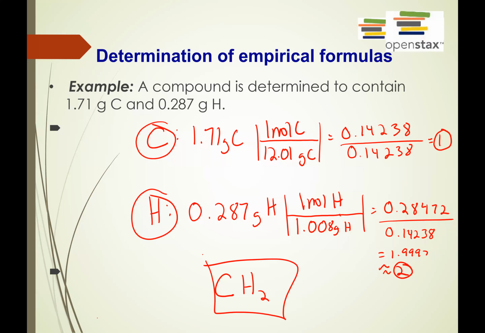What is our empirical formula? It is CH2. So first, assume 100 grams. Well, there is 100 grams. Then convert everything to moles. Step 3, divide everything by the smallest number. And then that's our empirical formula.